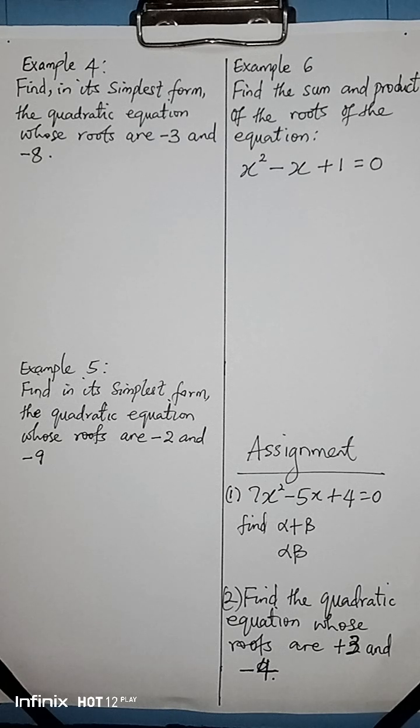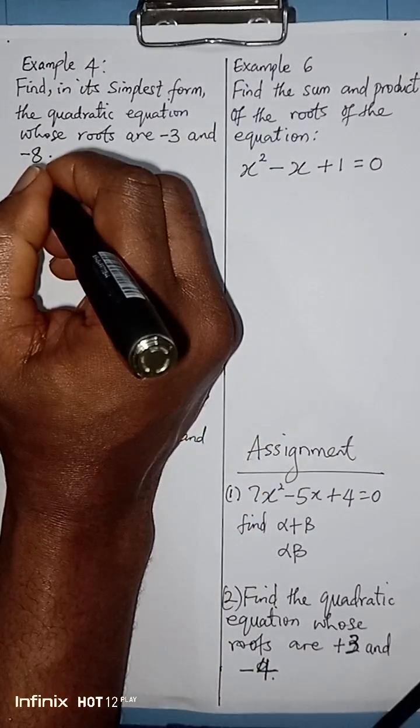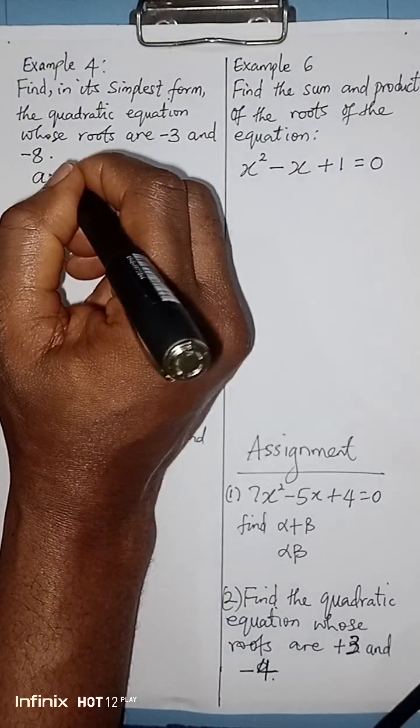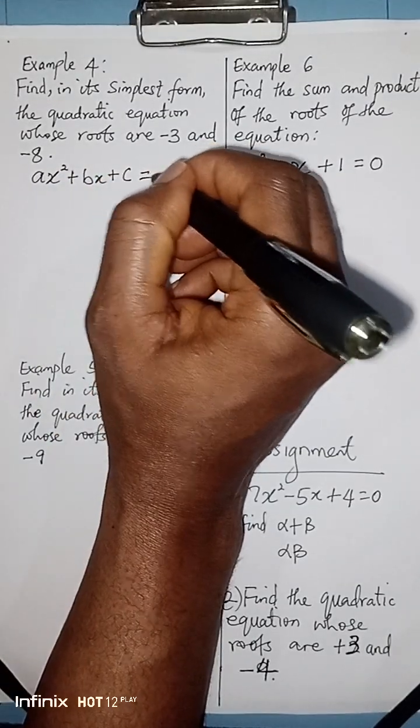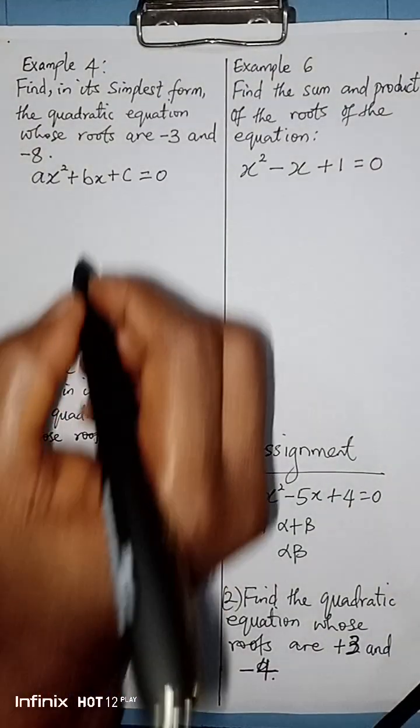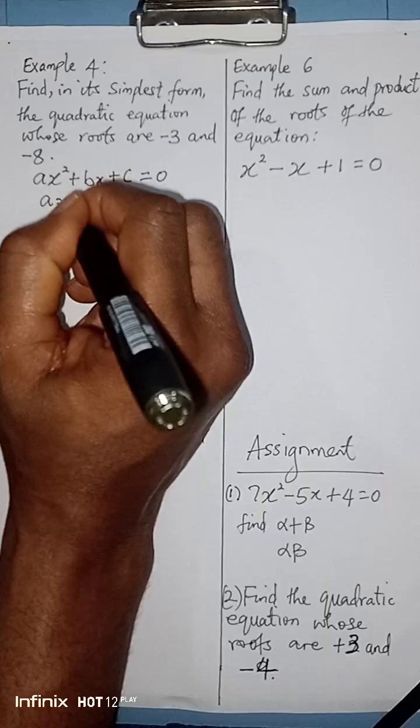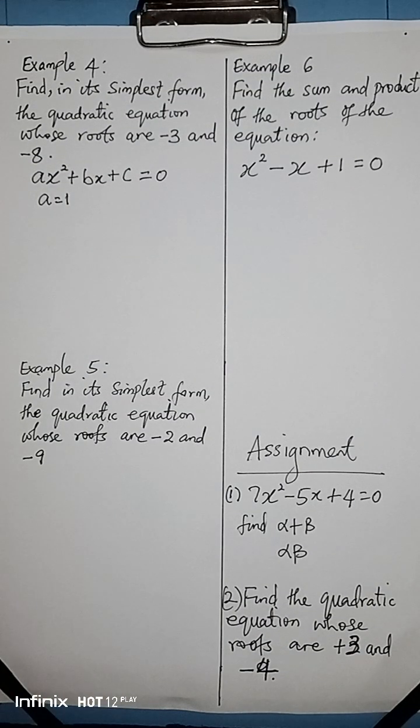The next, example 4, is: find in its simplest form the quadratic equation whose roots are minus 3 and minus 8. Now, when you are solving a question like this in its simplest form, you come out with the general form of the quadratic equation, which is ax squared plus bx plus c equal to 0. In this case, the value of a is 1 because the question says in its simplest form. We always take a, which is the coefficient of x squared, to be 1.